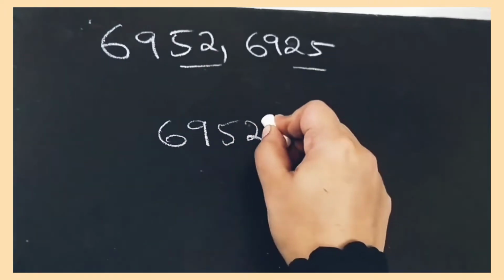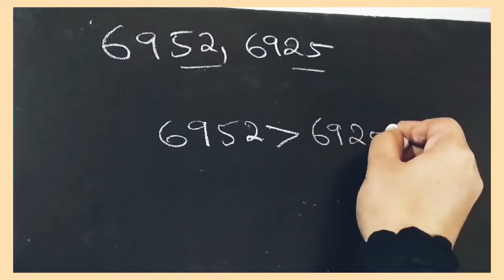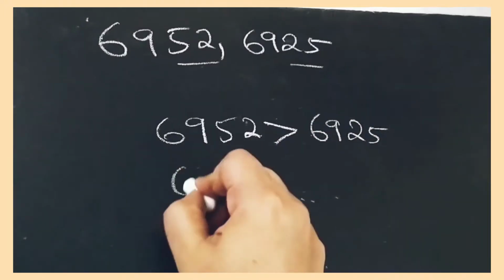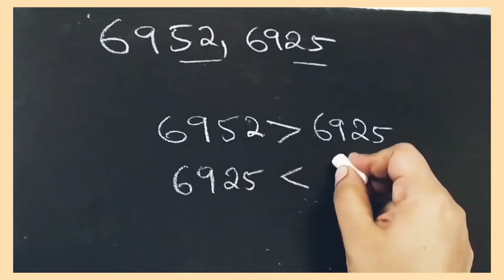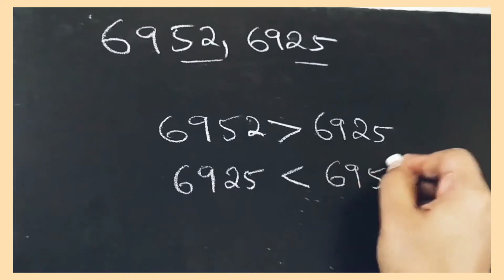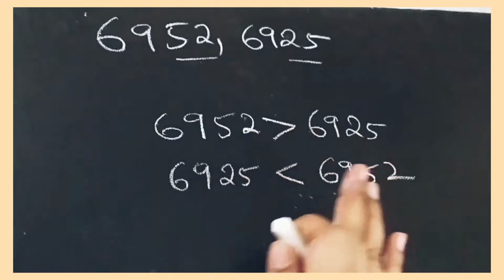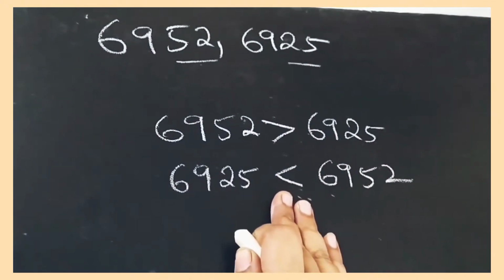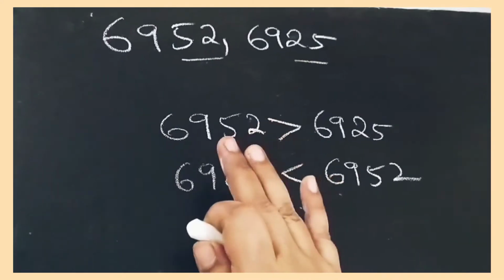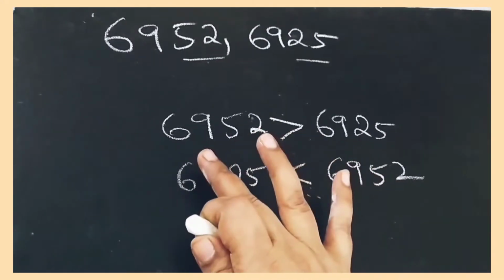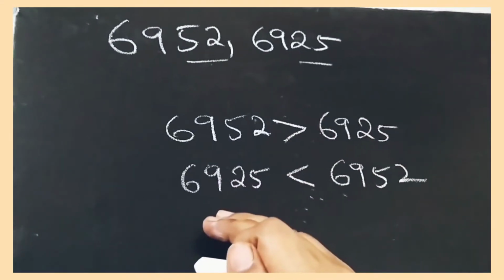So you can write 6952 is greater than 6925, or 6925 is less than 6952. This is the greater than symbol, this is the less than symbol. In this symbol, always open the mouth of the symbol towards the bigger number, and the tip of the symbol comes towards the smaller number.